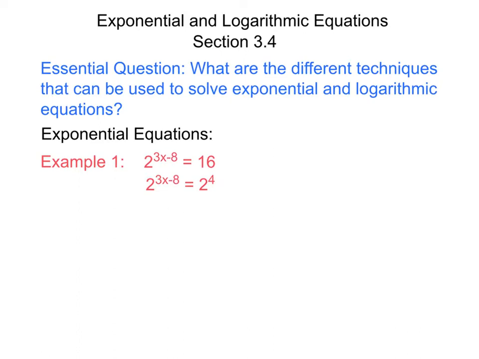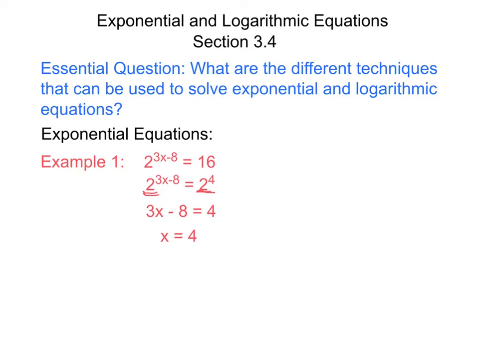Then our example might look like this. Now we've got 2 to the 3x minus 8 is equal to 2 to the 4. Notice we have the base 2 in both cases, so I can simply set the exponents equal to each other. So now we have 3x minus 8 equals 4. If I add 8 to both sides of the equation and divide by 3, I get my solution. x, in this case, is simply equal to 4.